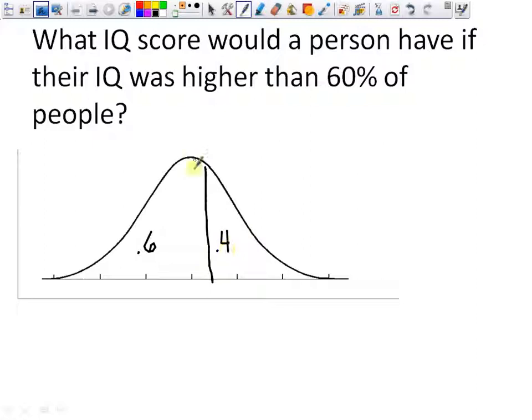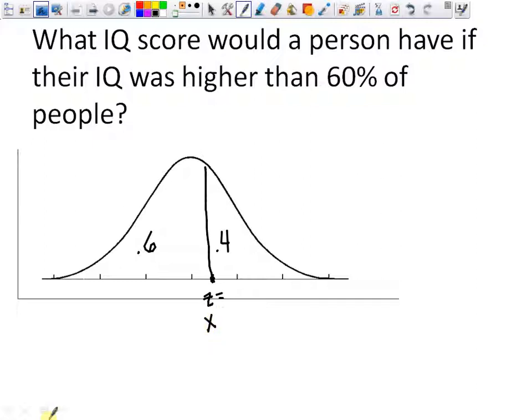So what we're going to do is try to find this actual IQ score. We know it's going to be greater than 100 because 100 is right in the middle. So what we're going to do first, we're basically working exactly backwards from what we did last problem. We're going to first find the z-score and then use that to find the x-score, the raw score.